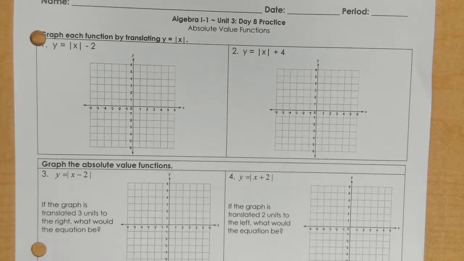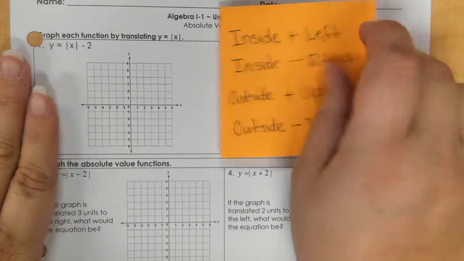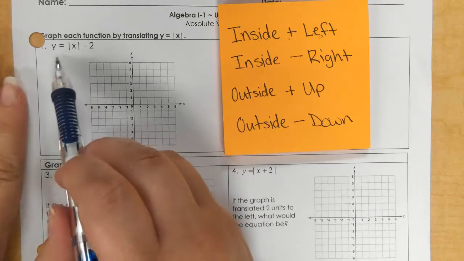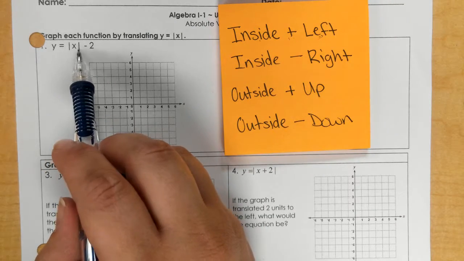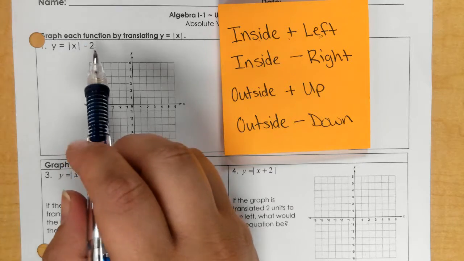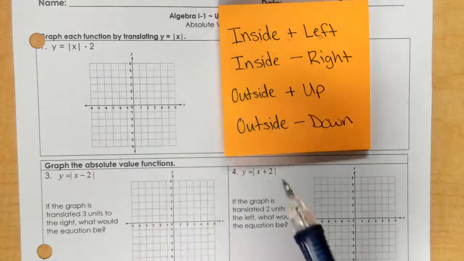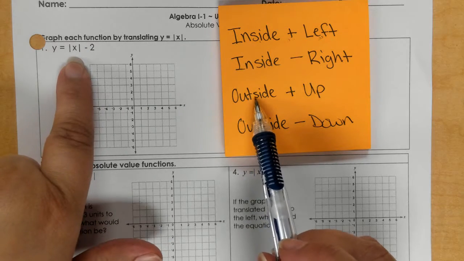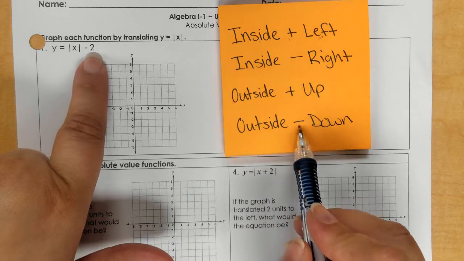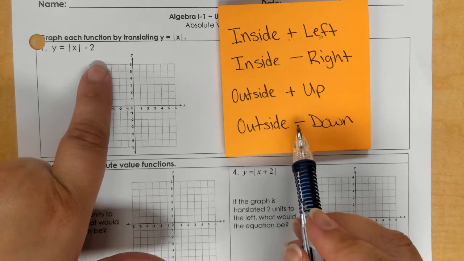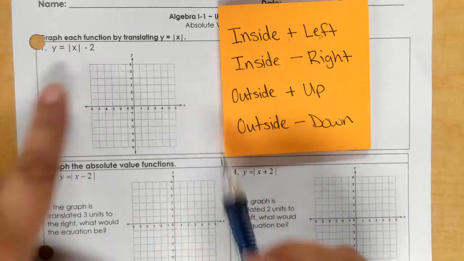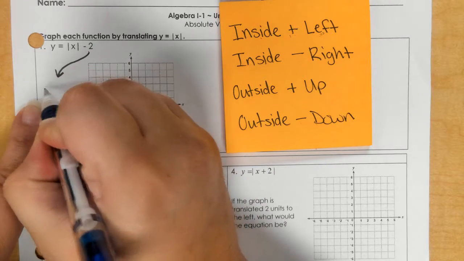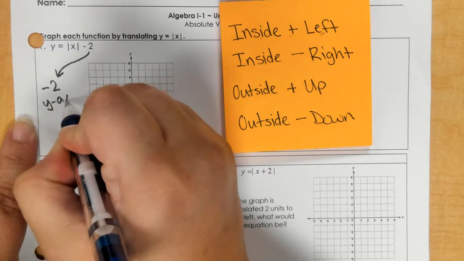For the day 8 practice, we're going to use our chart again, so you can refer to your notes for this chart. So for number 1, it says y equals the absolute value of x, and then minus 2 on the outside of that. So when I look over here at the chart, my number is on the outside of the absolute value, and it's a minus 2. So this means down -2. So I'm going to go -2 on the y-axis.